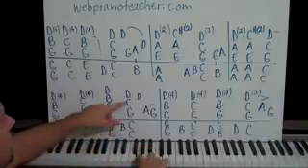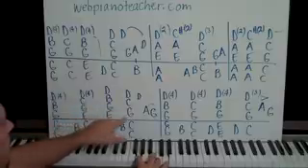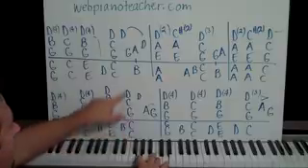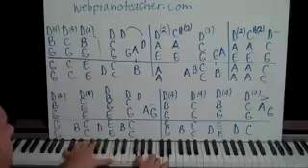Here we have G, C, D. Now here's what I'm talking about. There's no E here this time. But D, C, G, and then the C octave. 1, 2, 3.